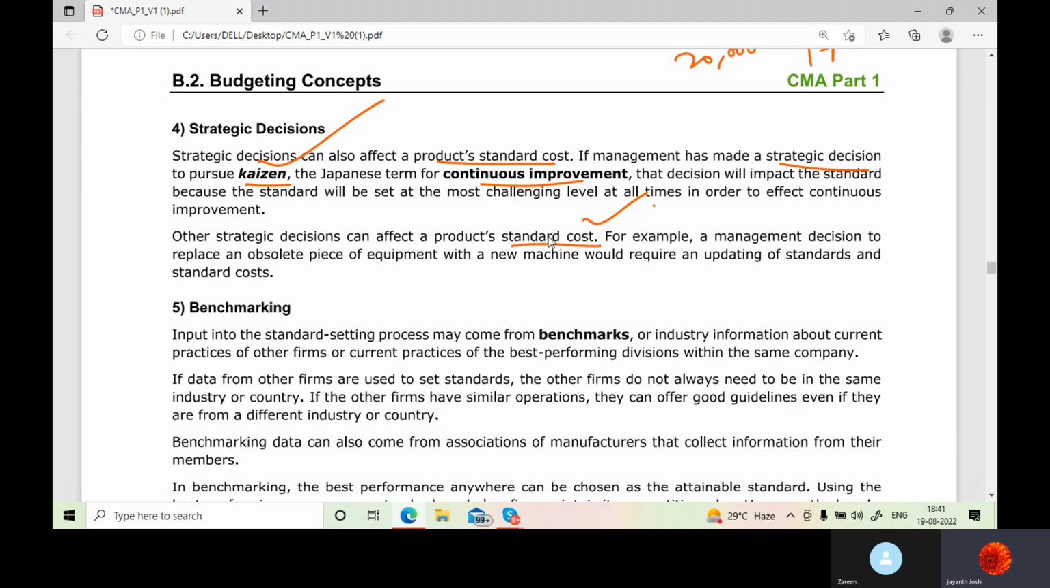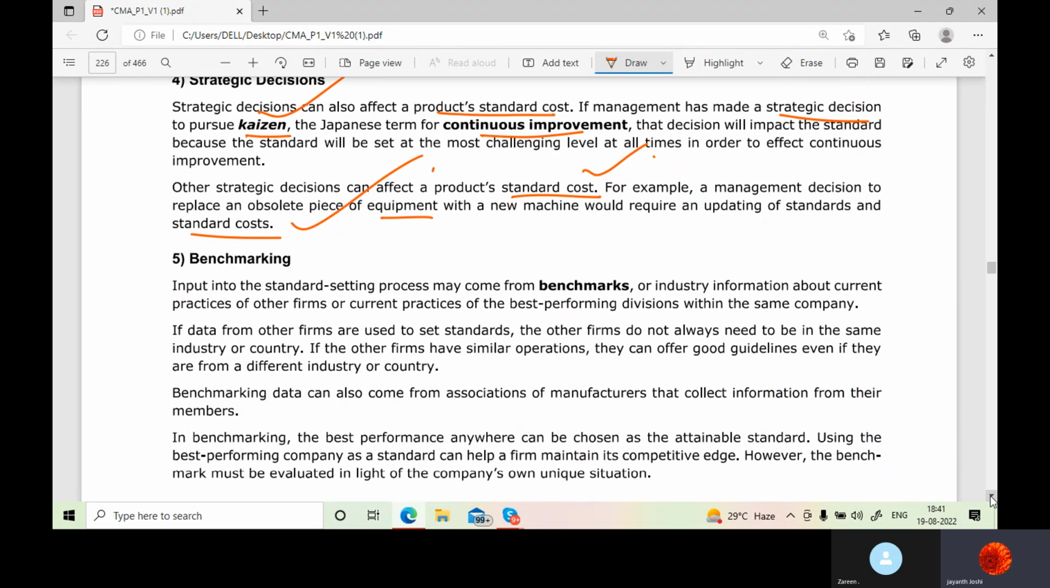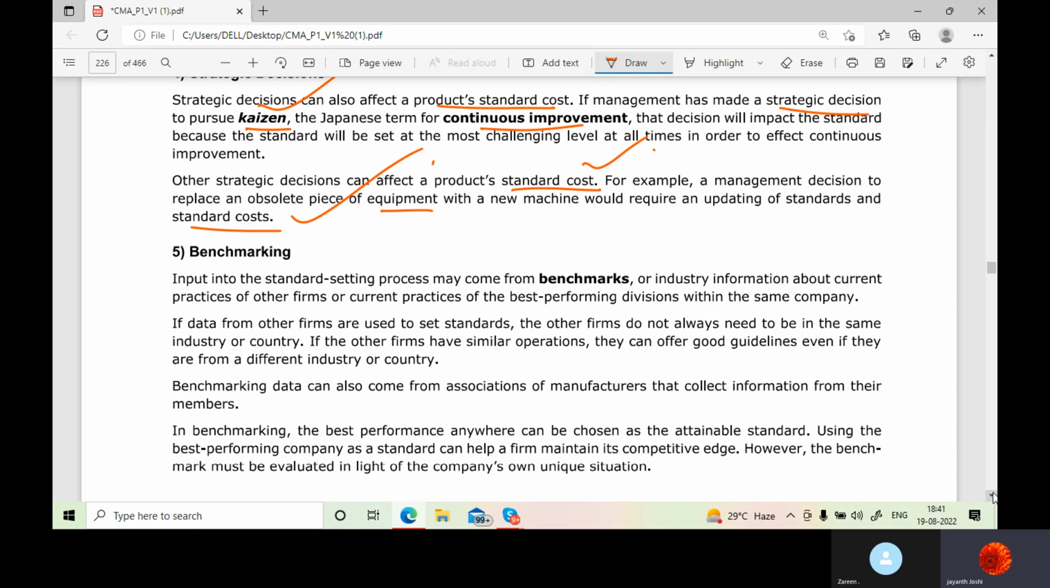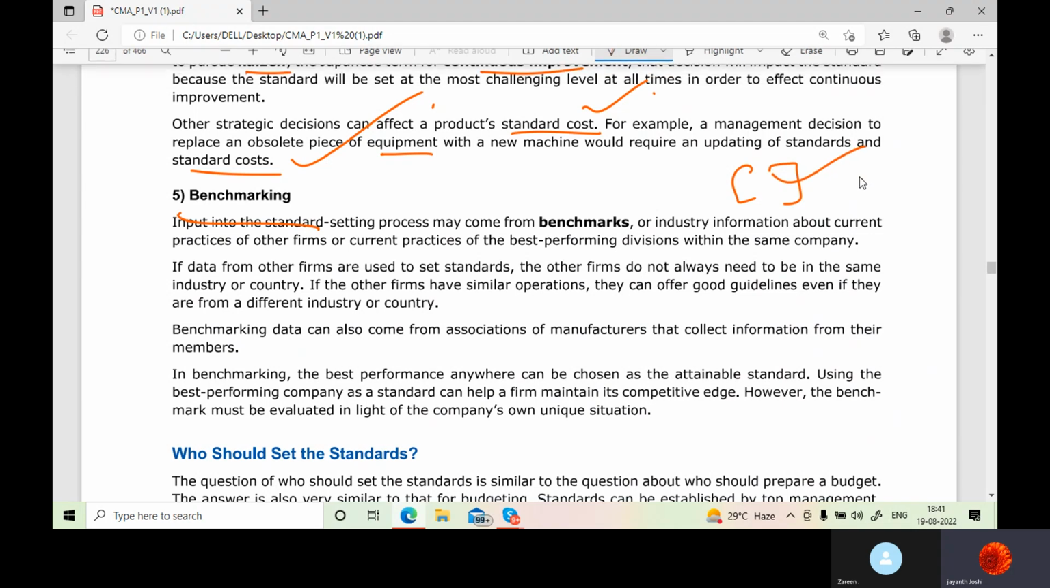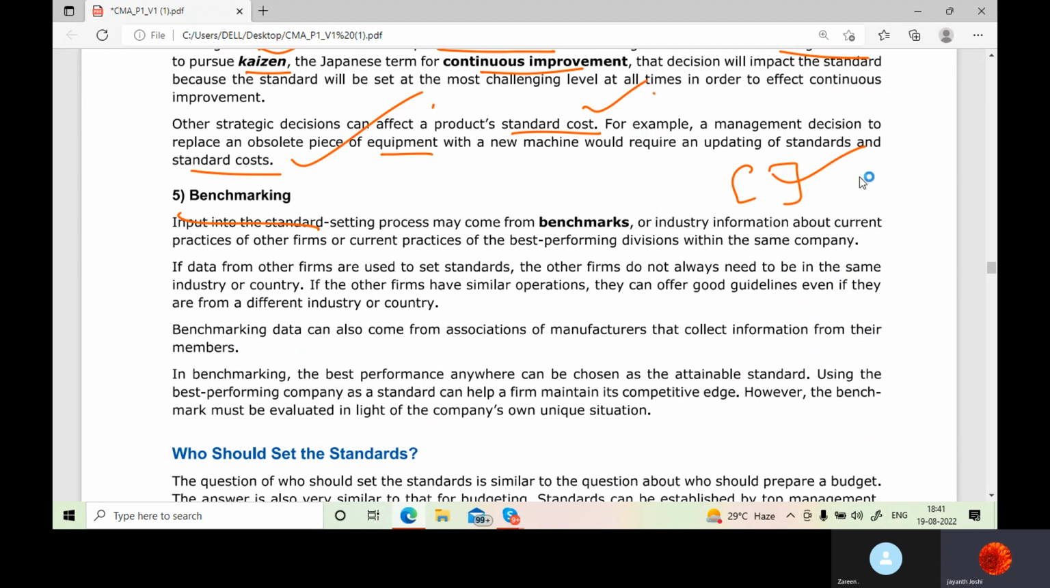Other strategic decisions can affect a product standard cost. For example, a management decision to replace an obsolete piece of equipment with a new machine would require an updating of standards and standard cost. Of course, when you go for improvements, then you have to change the standards also. Then benchmarking: you create a benchmark, a standard that you want something to be made at per unit, whatever cost you want to incur is this particular value or figure. That's called benchmarking. So input into the standard: you fix an input, like how much input you will take.